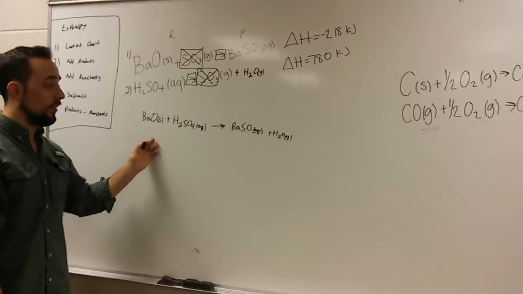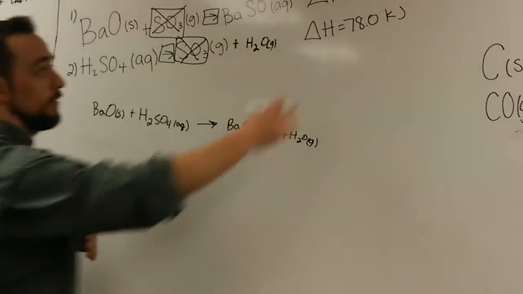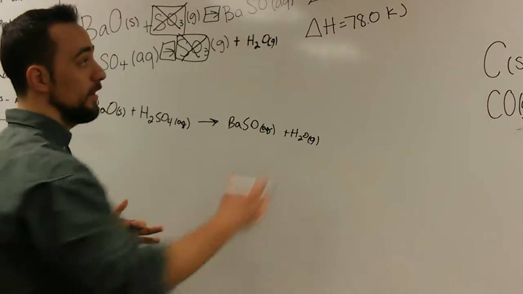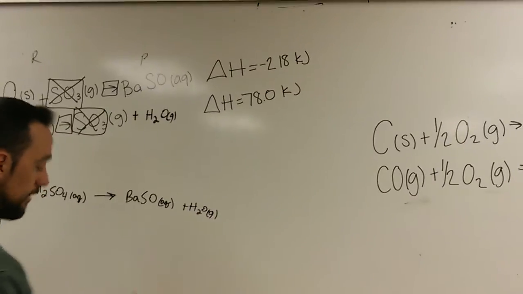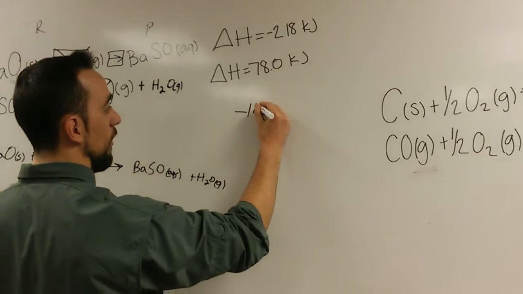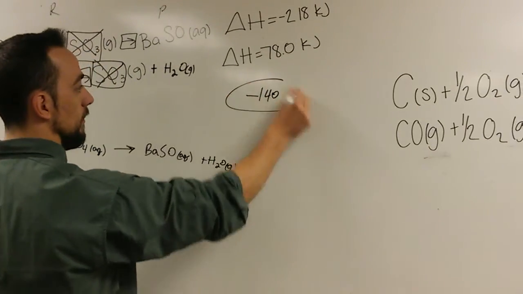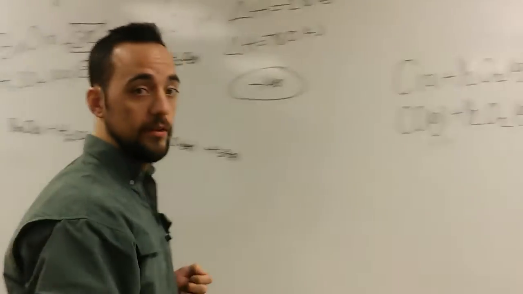First part, I made my new equation, and now I have to do the delta H. This is the easiest part, guys. All you do is add this up. So if you do this number plus this number in your calculator, you should get something right around -140. And that's it. All right, next one, another example.